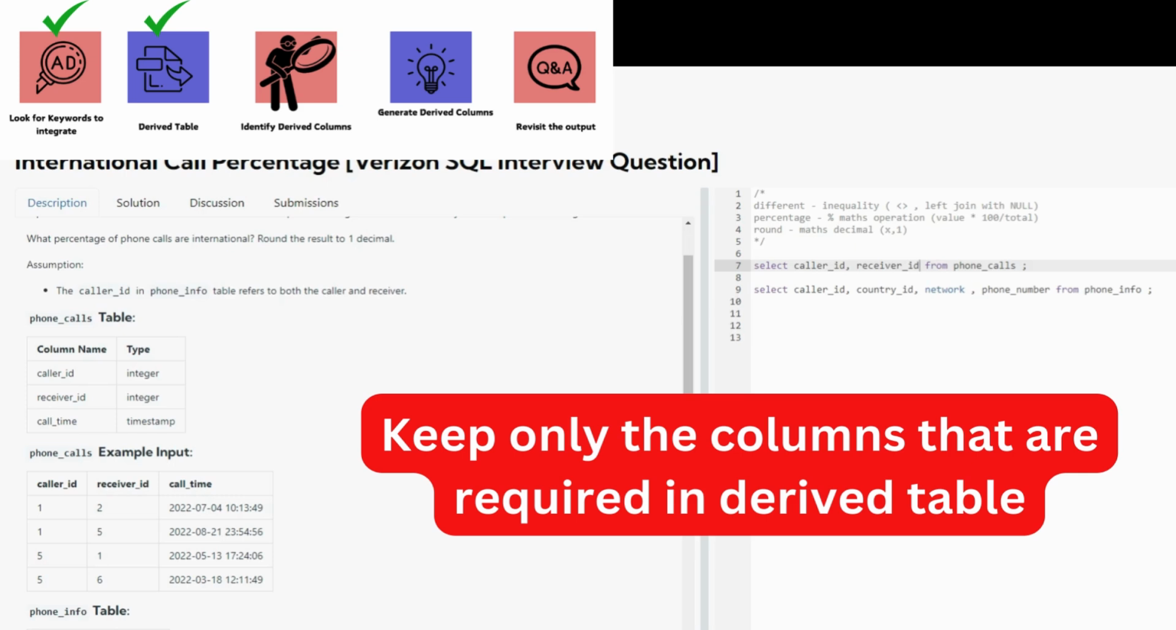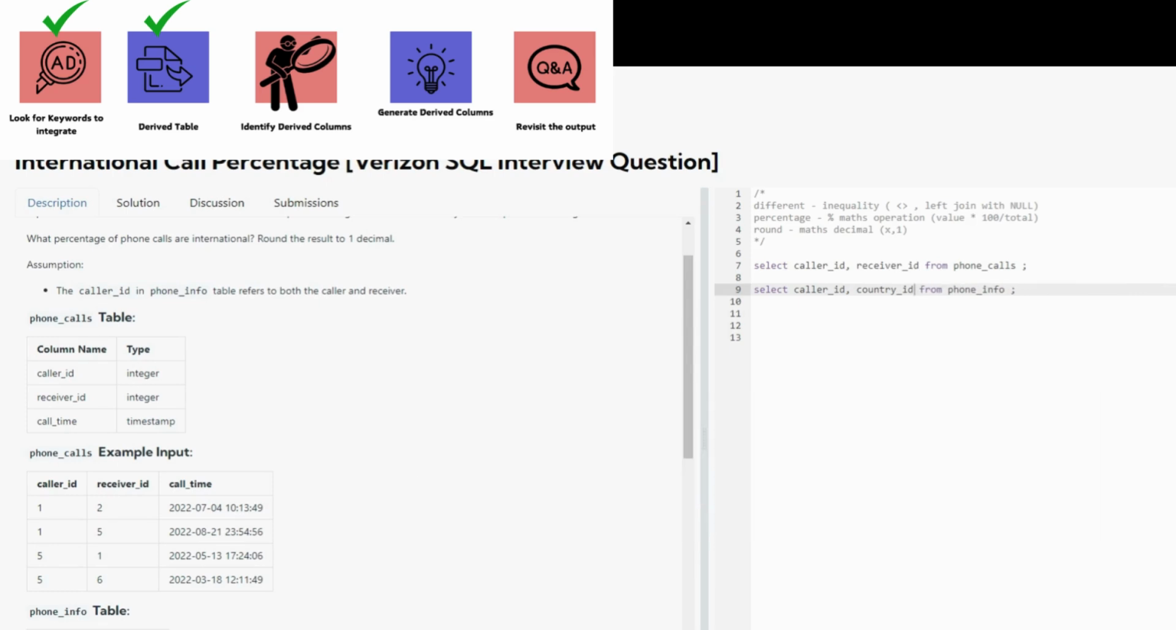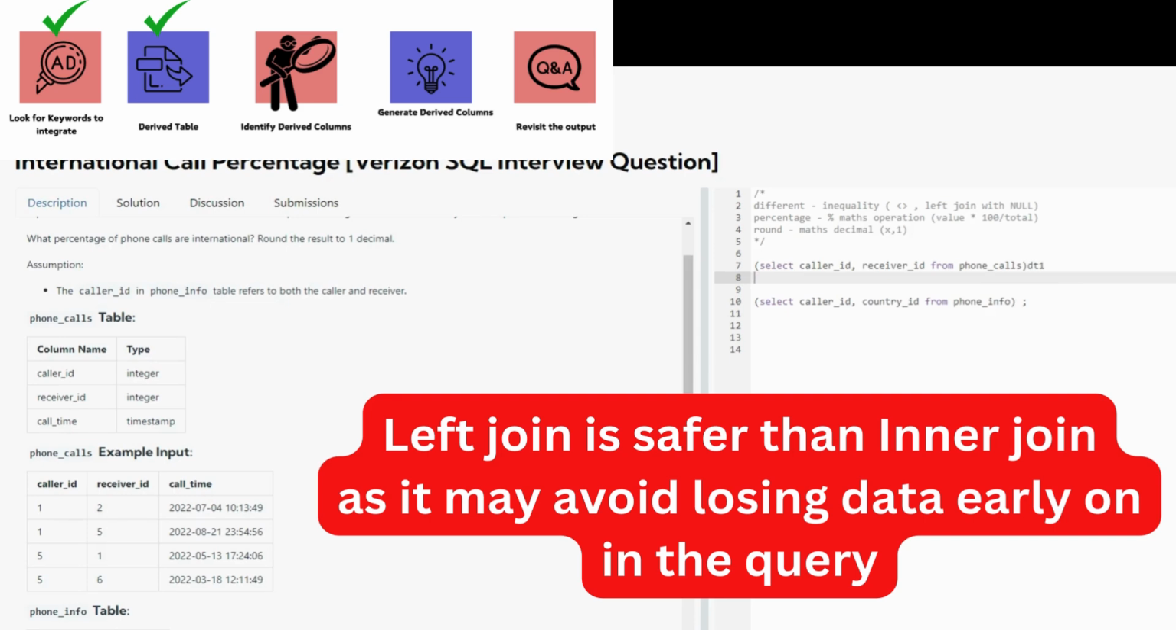So we can remove the network, we can remove the phone number. So my derived table is ready. I have one derived table here and another derived table here. So let me call it DT1 and I will join. I will start with left join and then we can see, I think we can use inner join also here. But just to start with, let's use left join first so that we don't lose any records.